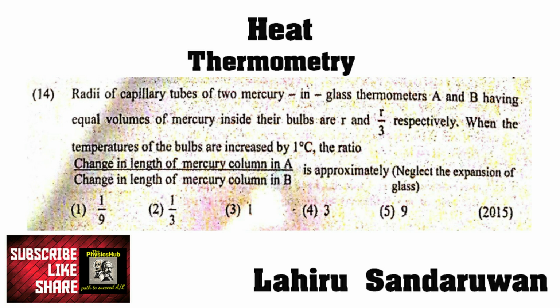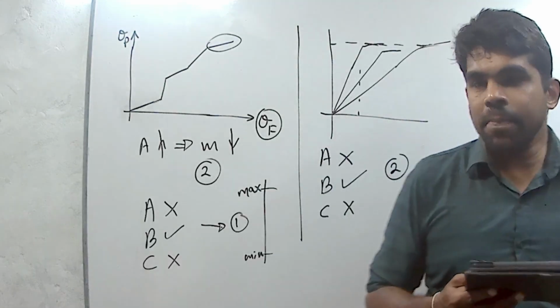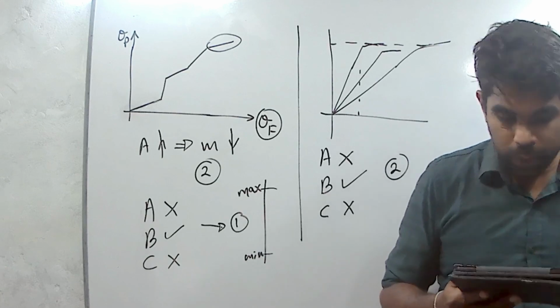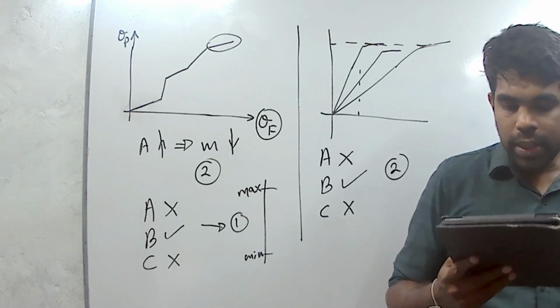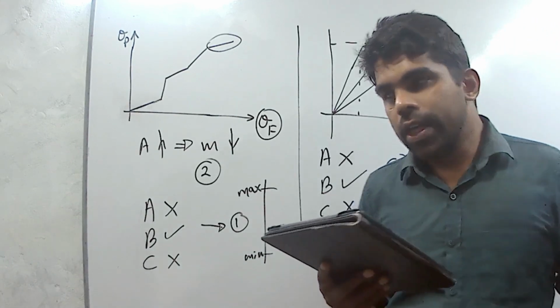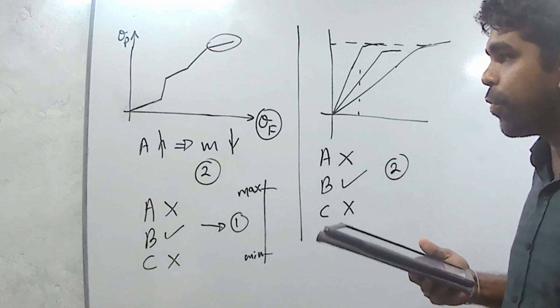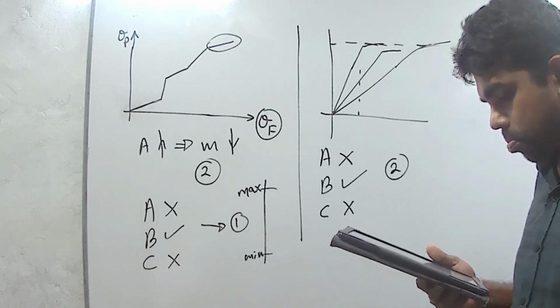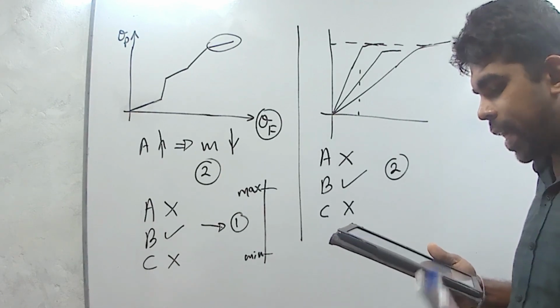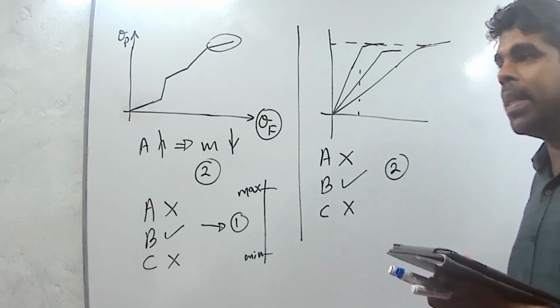They have given the same initial volume. There is the same initial volume because the volume of the bulb in thermometer A is equal to the volume of the bulb in thermometer B.